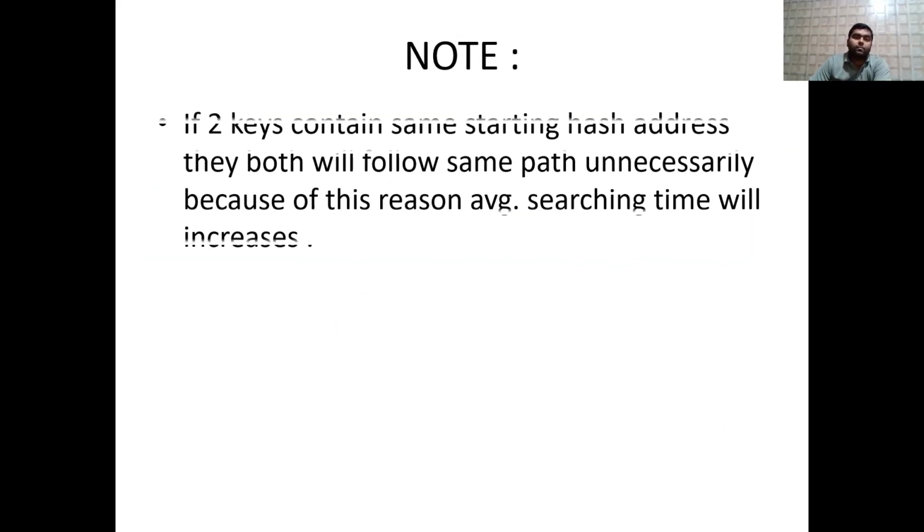So there are some few important notes: if two keys contain the same starting hash address, both will follow the same path unnecessarily. Because of this reason average searching time will increase, right? If two keys match at the same address at the start, they will follow the same path, because ultimately we are using the same formula, the quadratic formula. So they are unnecessarily following the same path. This is the reason for the increase in the average searching time.